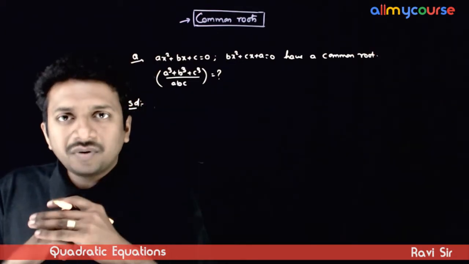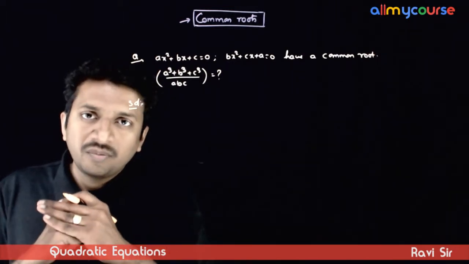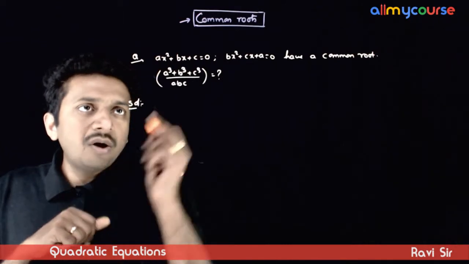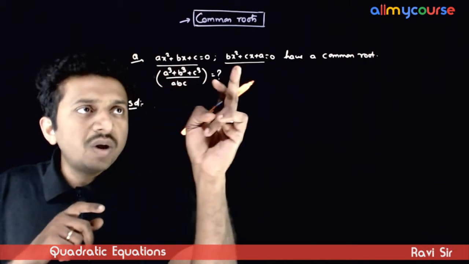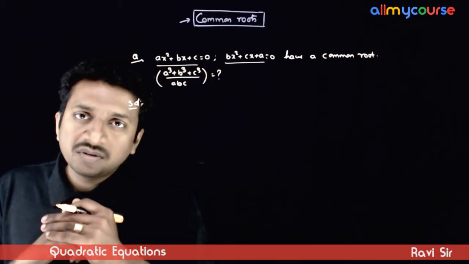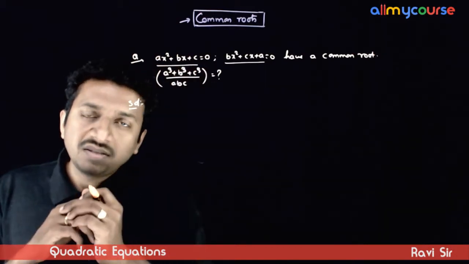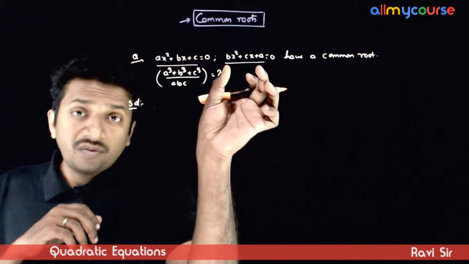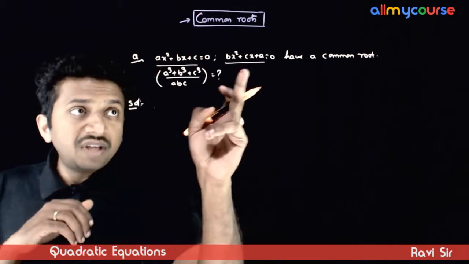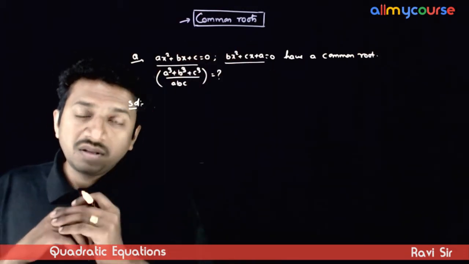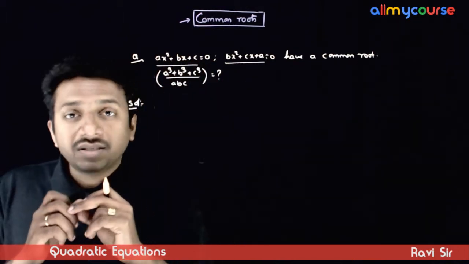There is a straightforward way of getting the answer, and we'll also look at the process by which we get the answer. First, on observing these equations, you can very clearly see that x equal to 1 is the common root for these two equations. If you put x is equal to 1, you're getting a plus b plus c is equal to 0, and if you put x is equal to 1 here, a plus b plus c is again equal to 0. That means if a plus b plus c is equal to 0, then these two equations have 1 as a common root.